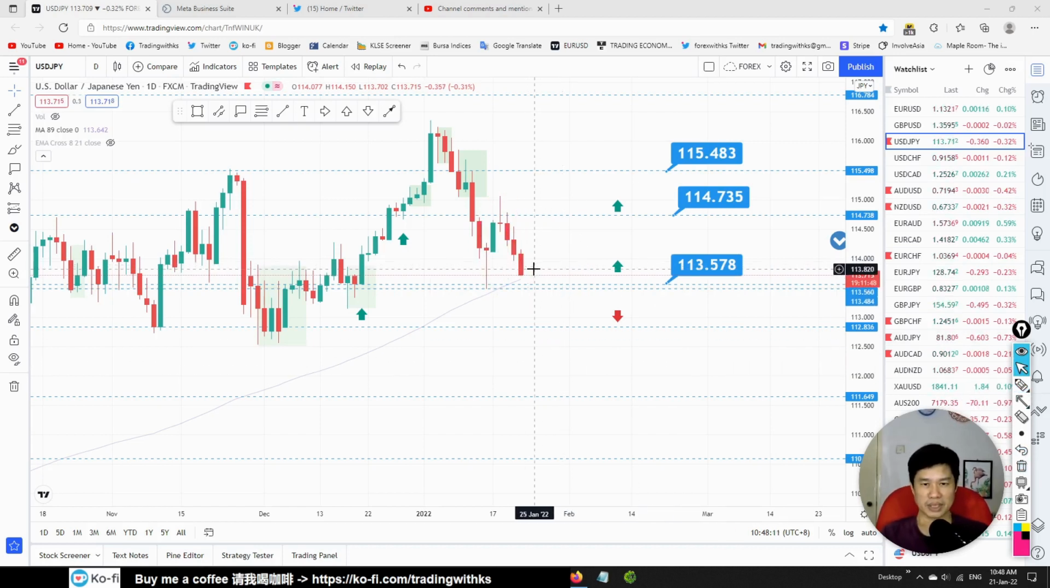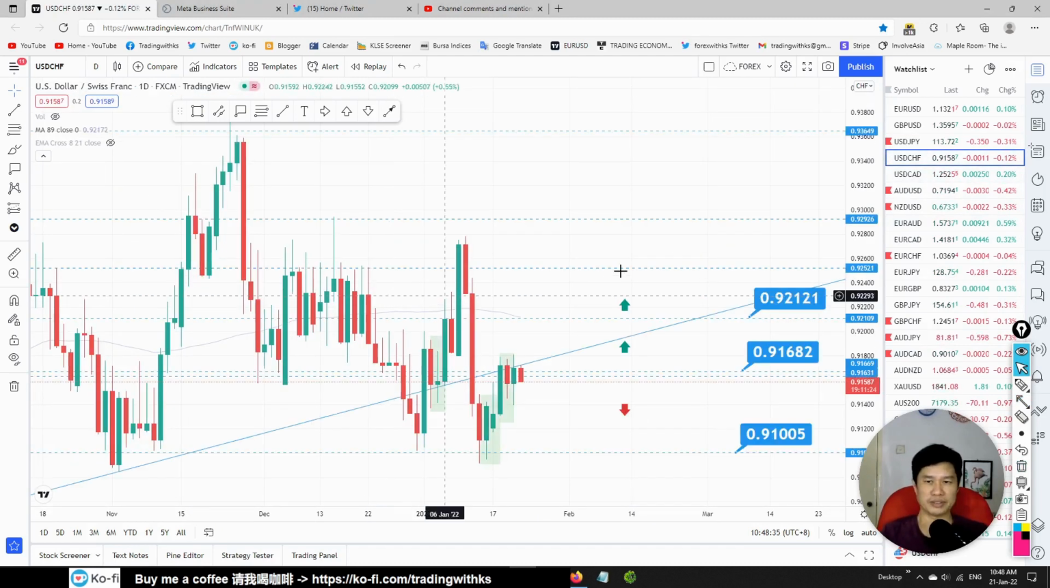But JPY seems to be the stronger one against all the other pairs, right? JPY has been on a tear, coming back these few days, very strong. So this one, let me see, I'm not trading this. Once the price goes through 113.578, probably then I want to sell this, okay? So our bias line over here.